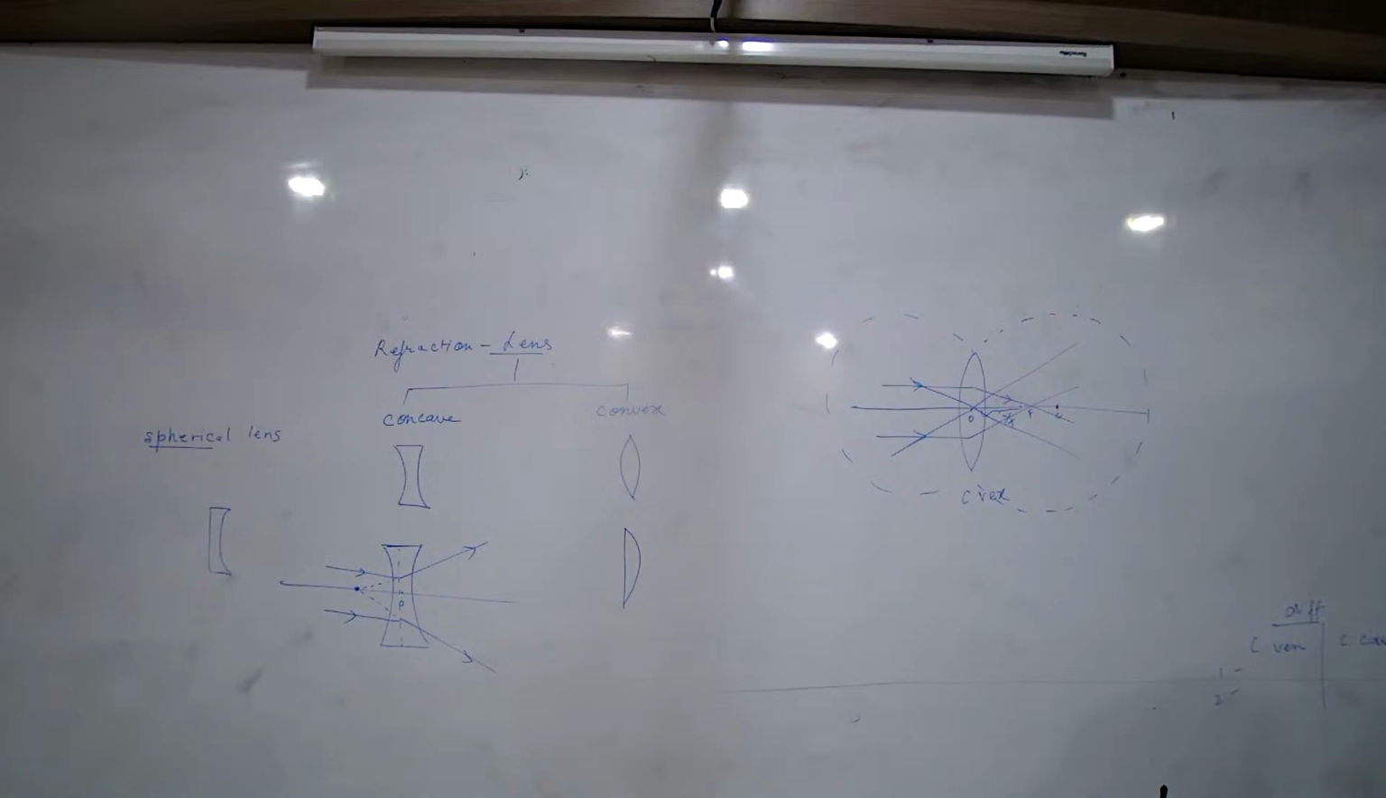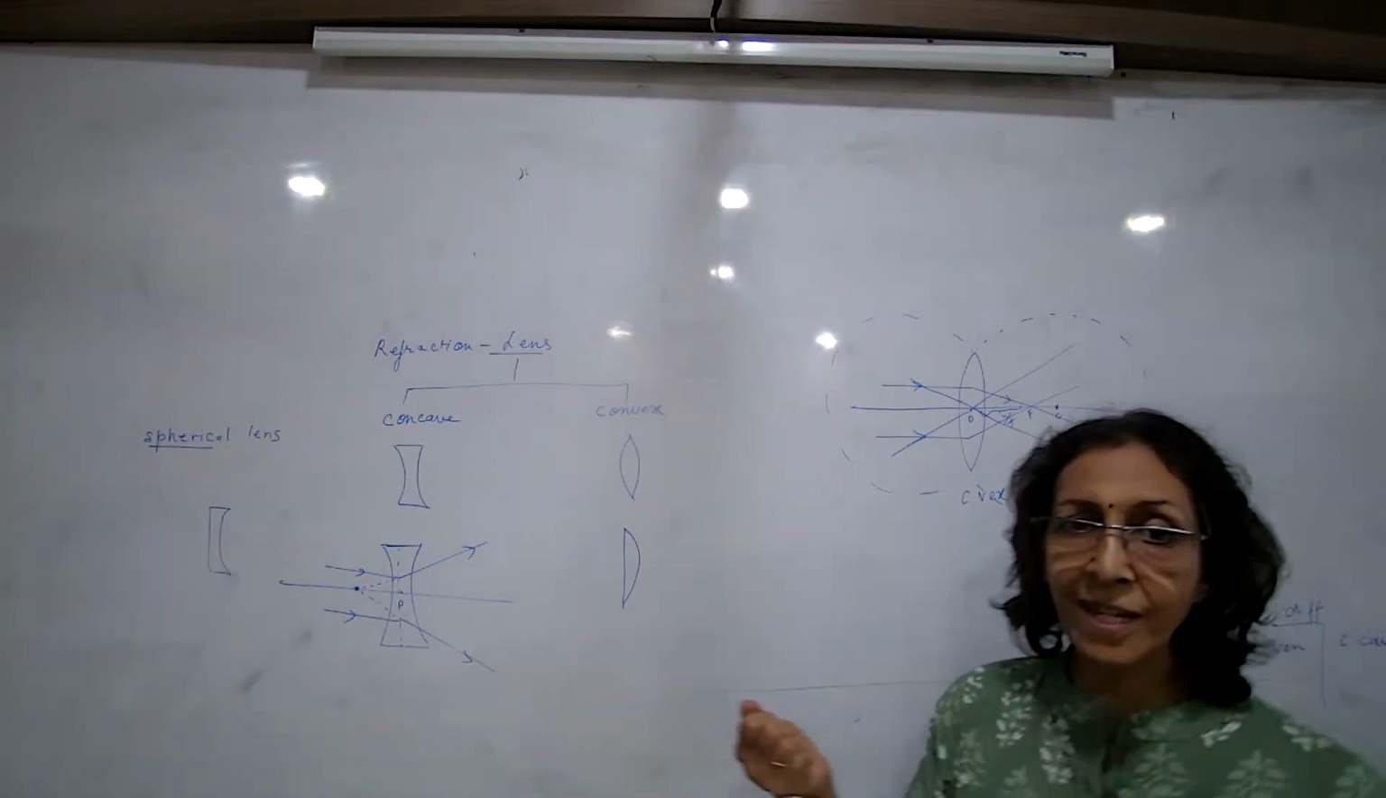Such lenses are called thin lenses with small apertures. What happens when parallel rays of light are incident on a lens? Let us do an activity to understand it. Okay, has anybody used a lens to burn paper? I'm sure as kids you must have done it.